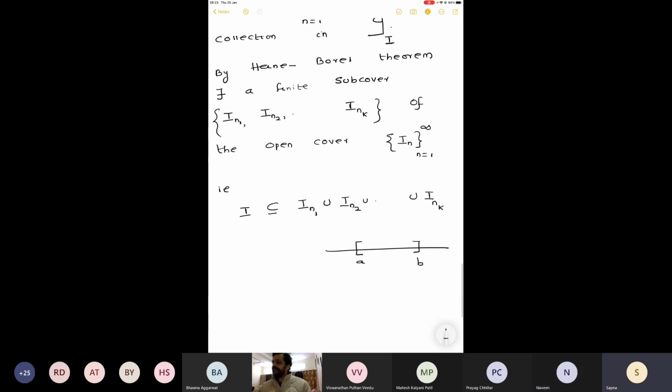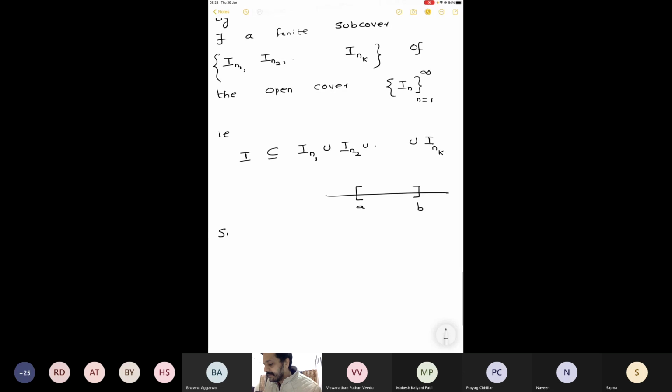Yes, sir. Okay. Now, A is an element in I. Therefore, A should be in one of these sets, I_nj. Since A belongs to I, A must be in one of the I_nj for j in 1, 2, 3, and so on up to k. And each I_nj is open.